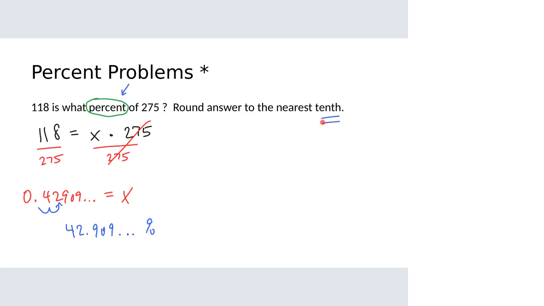As opposed to round to the nearest tenth. So we'll go find the tenths place, look 1 space to the right, that's 4 or lower. So we'll round this down to 42.9%. So what we're saying there is 118 is 42.9% of 275. A little less than half, so that kind of makes sense. We can feel good about that answer.